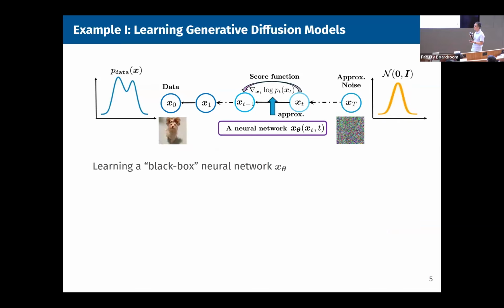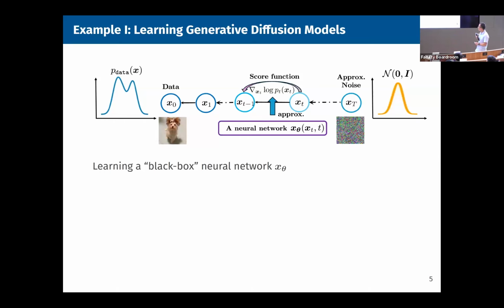I think in the past talks, people already talked a lot about diffusion models, so I don't think I need to spend much time on this. Essentially, the important part of diffusion models is the reverse diffusion process, where you start from Gaussian noise, and if you learn the score function really well, you can reverse this process and generate data that hopefully follows the underlying distribution of your data, P data.